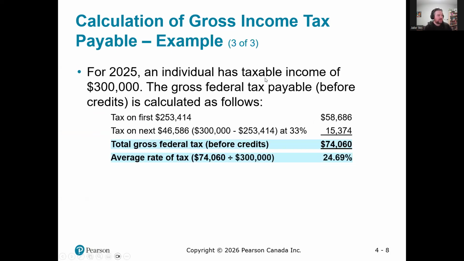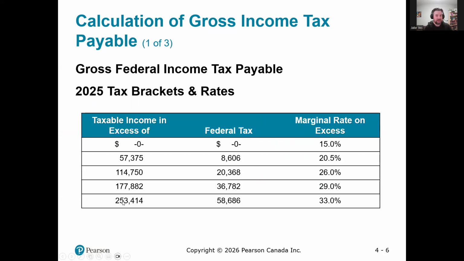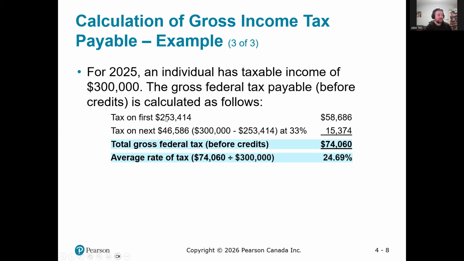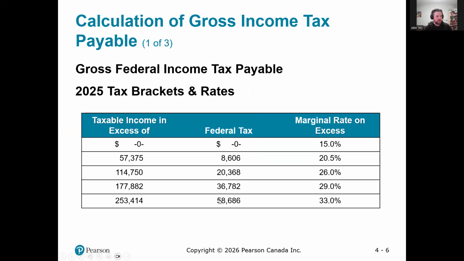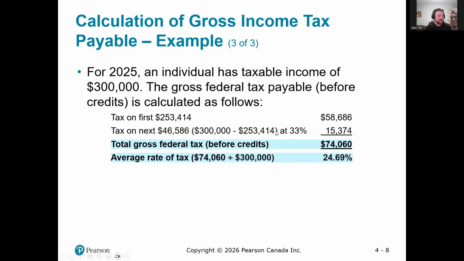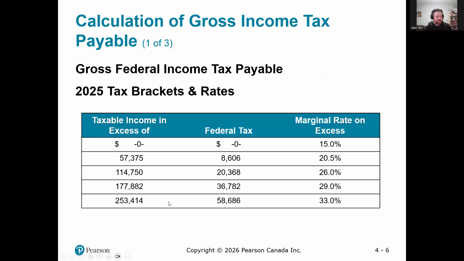If an individual has taxable income of $300,000, that amount of income puts them into the final tax bracket. So the tax on the first 253,414 is 58,686, which is our federal tax starting point for that bracket. And then they'll pay 33% on only the dollars over the tax bracket. So 46,586 times 33% will add 15,000 to it. So the total gross federal tax is $74,060. So our marginal tax rate at that top bracket is 33%.